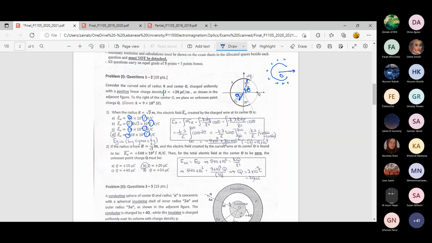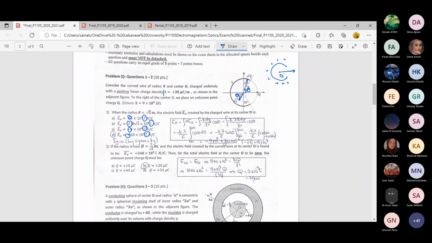Let's remember the physical explanation of the electric field. Because my charge is positive, the electric field generated at O due to this wire must never point towards the wire. It must always point away from the wire. That means it's pointing to the right, so it must be plus i. Okay, so this is a general discussion. Now let's go through finding the answer.